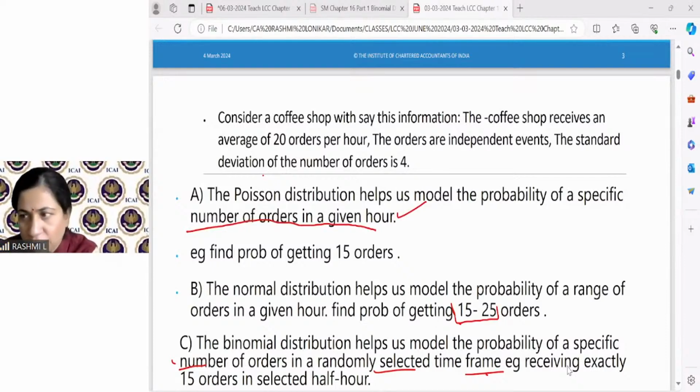Consider a coffee shop. The coffee shop receives an average of 20 orders per hour. These orders are independent, and let us assume that the standard deviation is 4. So what does the Poisson give us? It helps us to model the specific number of orders in a given hour, so if I want to find the probability of getting 15 orders, I can do that using the Poisson. The normal distribution, we'll talk about the range, 15 to 25, because normal is for a continuous variable. This is just an example for overall understanding.